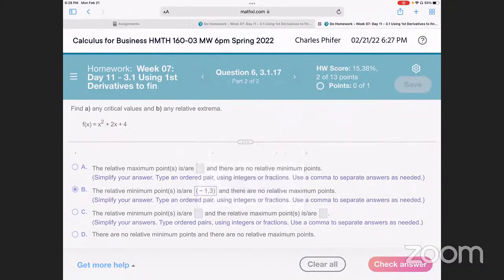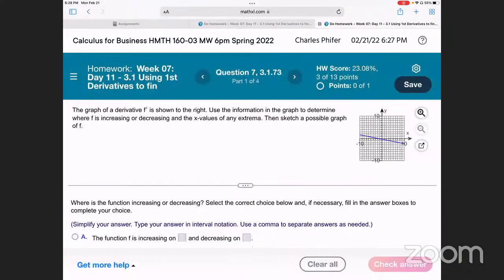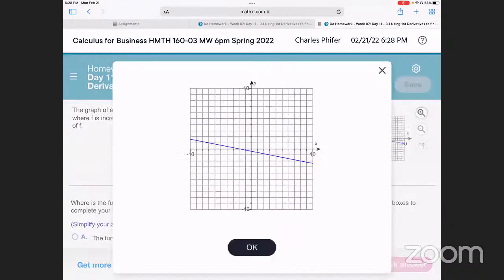Let's try another one. Again, the first derivative tells us whether the function is increasing or decreasing, and we can use it to identify the relative max and the relative min. Basically the relative max is the top of the mountain, the relative min is the bottom of the valley. It says the graph of a derivative is shown on the right. Use the information in the graph to determine where f is increasing or decreasing, and the value of an extreme. So the graph on the right is the graph of the derivative. When the derivative is positive, that means our original function is increasing. When the derivative is negative, that means our original function is decreasing.